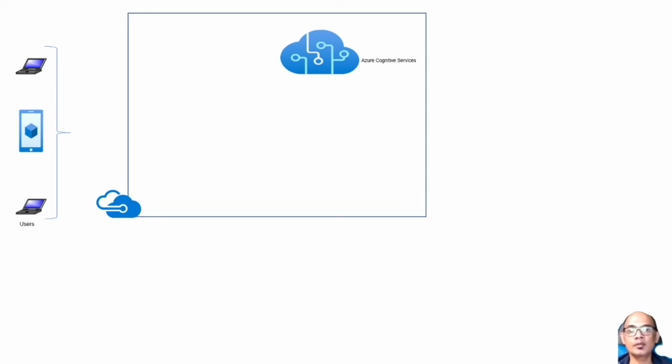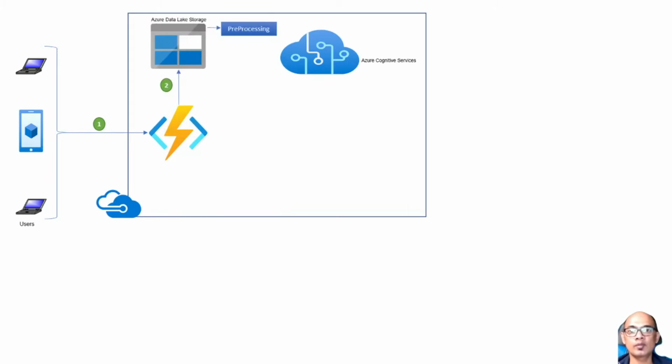For example, over here what you can see is any user from any device can send the request to the Azure function, which is in a serverless environment that has been set up, which takes this image URL. And then it stores this image into the Azure Data Lake storage. And we created a folder called pre-processing. That's where we're going to store that image.